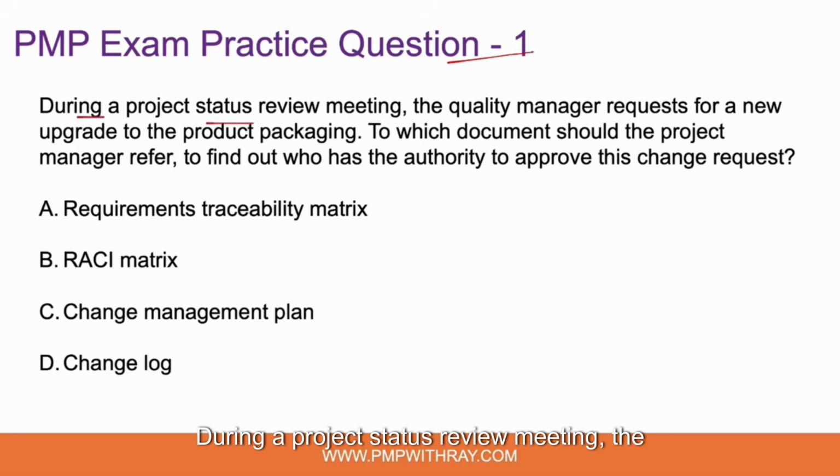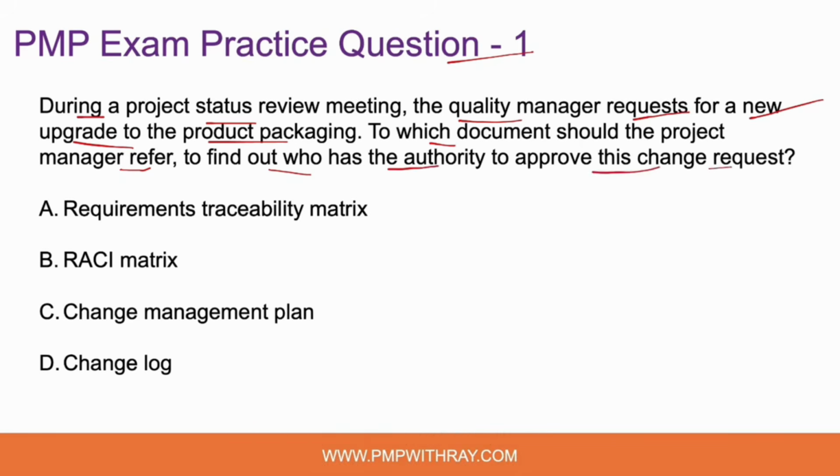During a project status review meeting, the quality manager requests a new upgrade to the product packaging. So note that it's a new request for an upgrade. To which document should the project manager refer to find out who has the authority to approve this change request? So the quality manager has put forward a new upgrade request to the product packaging, and now the project manager needs to find out who has the authority to approve this change request.